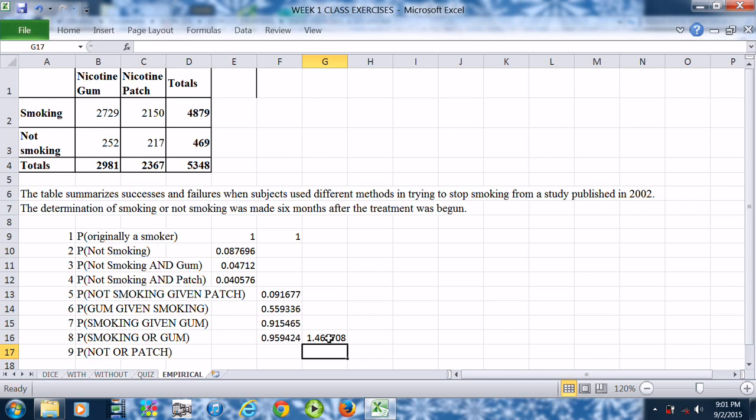And there was a mistake. Let me do that again, because I had messed up earlier when I was clicking. So we get the smokers. We have 2,729 plus 2,150. Plus, we need to get all the gum. We already counted the 2,729, so now we need the 252. Close that, divided by grand total, and there we are, the 0.959.